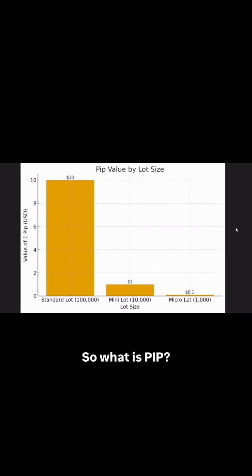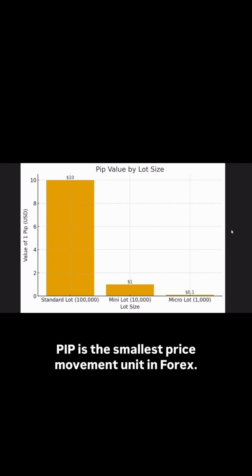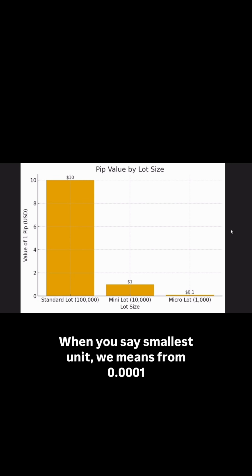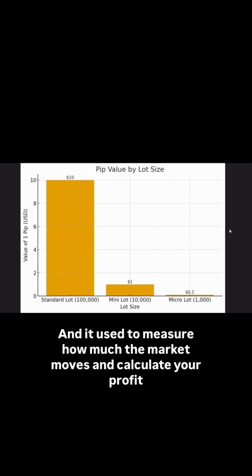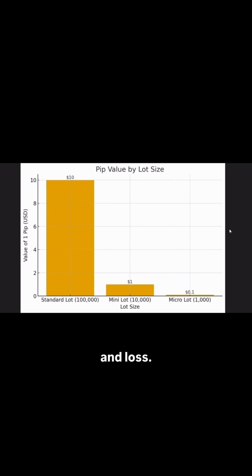Here we go. So what is a pip? A pip is the smallest price movement unit in Forex. When you say smallest unit, it means from 0.001. That's the smallest unit. And it's used to measure how much the market moves and calculate your profit and loss.